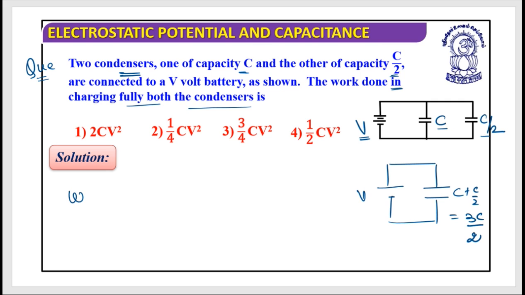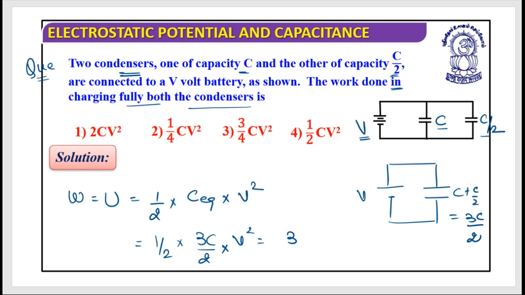And this work done, or technically this is the energy stored in the capacitor. This is equal to half multiplied by C equivalent multiplied by V square. So that should be 1 by 2 multiplied by C equivalent, which is 3C by 2, multiplied by V square. So that should be 3C by 4 V square, it's 3 by 4 C V square. Yes, this would be the final answer.